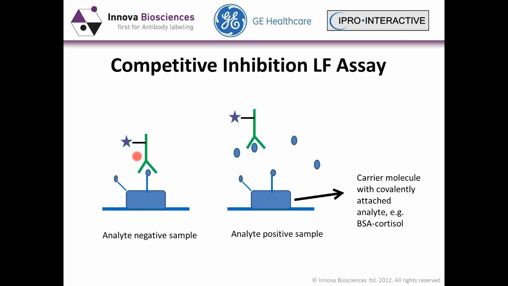The second format of lateral flow assays is the competitive inhibition, which is used for assaying for small molecules, because small molecules cannot bind more than one antibody. In this case, the small molecule or the analyte is immobilized by binding it first to a carrier protein like bovine serum albumin, and that's immobilized on the membrane, and then you have the antibody to the analyte conjugated with the detector molecule. In this case, the signal is inversely proportional to the concentration of the analyte in the sample test.